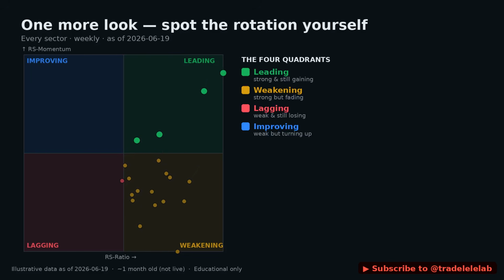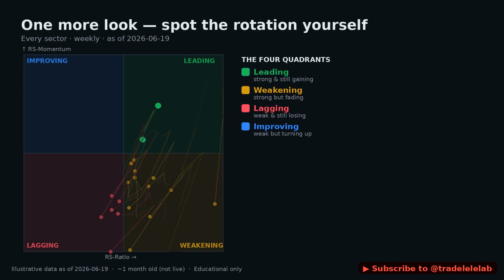Let us look at the full sector chart one more time, and this time, you do the reading. Pause for a moment as the tails draw in. Find the green leading quadrant in the top right. Those are your current strong sectors. Now find the blue improving quadrant in the top left. Those are the ones turning up.